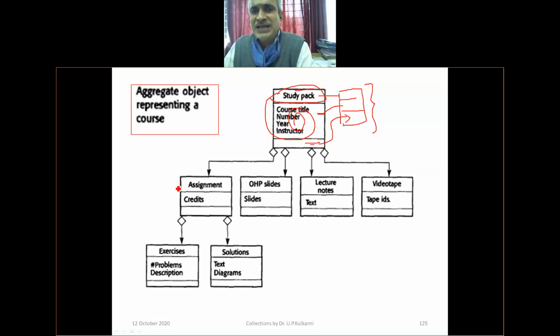You have got the assignment, you have got OHP slides, you have got notes and all, you have got video tapes and all. They are also different objects, right? So your study pack is made up of assignment, OHP, lecture notes and videotapes. So how I can write is, this is my study pack, right?